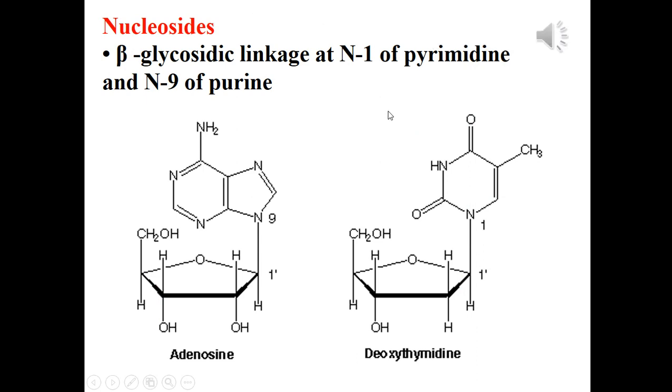Nucleosides are composed of a heterocyclic nitrogenous base and the pentose sugar only, without a phosphate group. The beta-glycosidic linkage is at N1 of pyrimidine and N9 of purine. It means an N-glycosidic linkage will form between the nitrogen atom of the heterocyclic nitrogenous base and carbon number 1 of the pentose sugar.